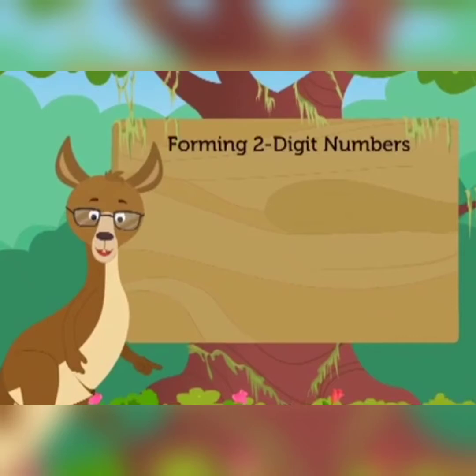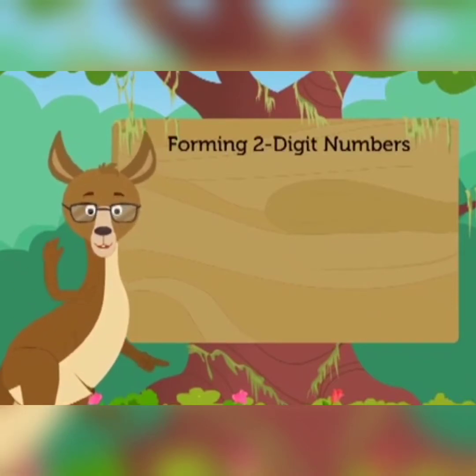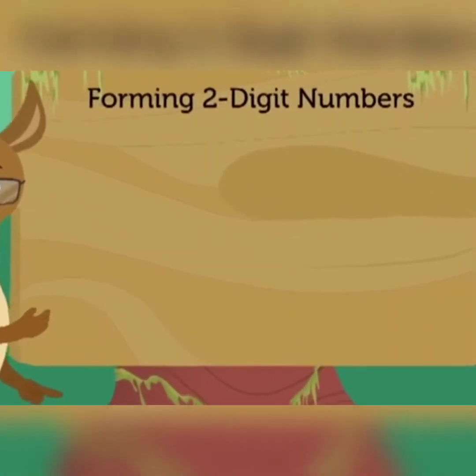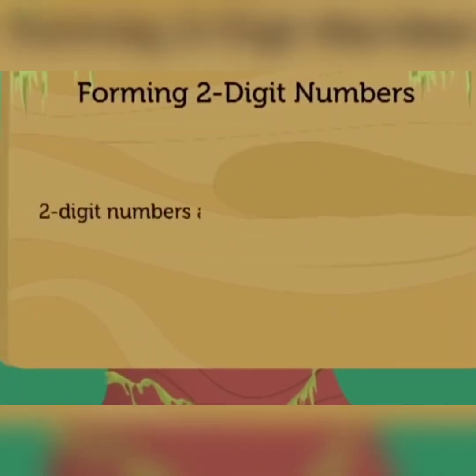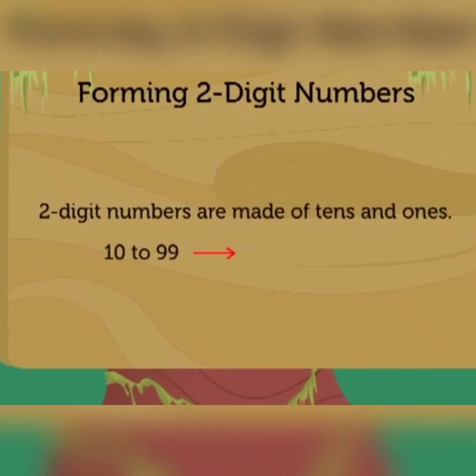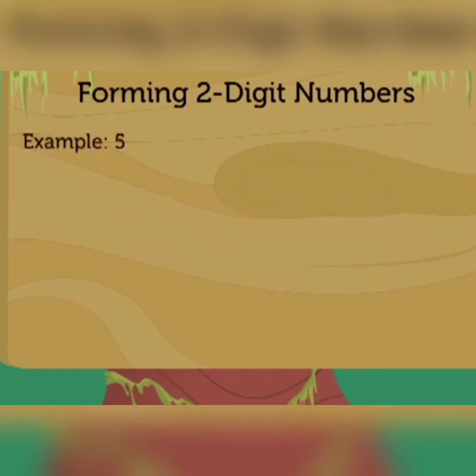Dear students, all of you listen carefully. We already know 2-digit numbers are made of tens and ones. Numbers 10 to 99 are called 2-digit numbers.